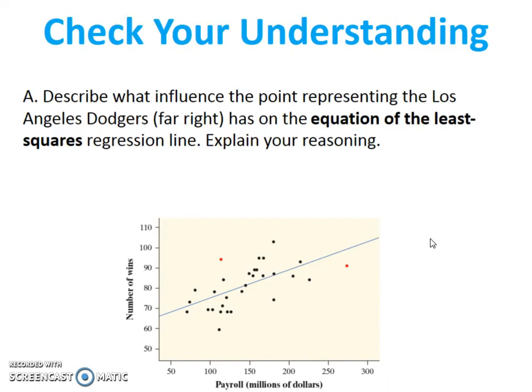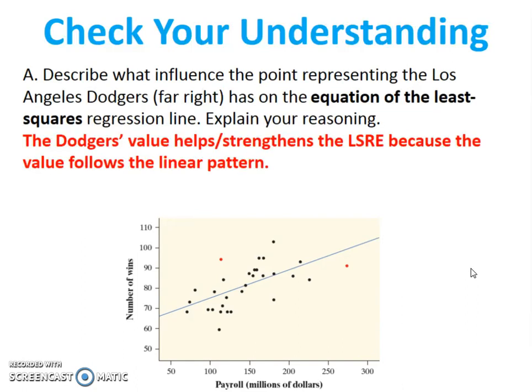So what we want to do, describe what influence the point representing the LA Dodgers, this far right point, has on the equation. Explain your reasoning. Okay? What does that point do? Well, that value actually strengthens the least squares regression equation because it follows the linear pattern. Right? It follows the linear pattern. It helps it out there.